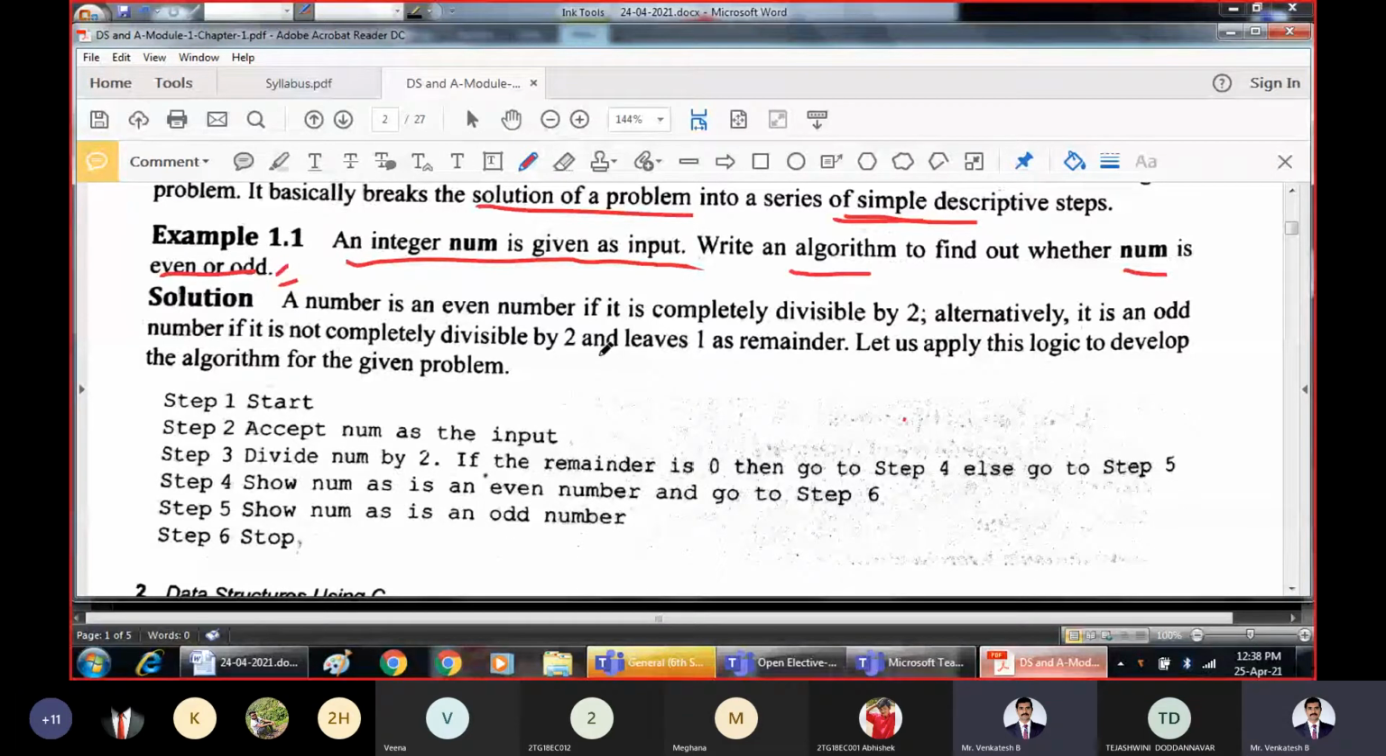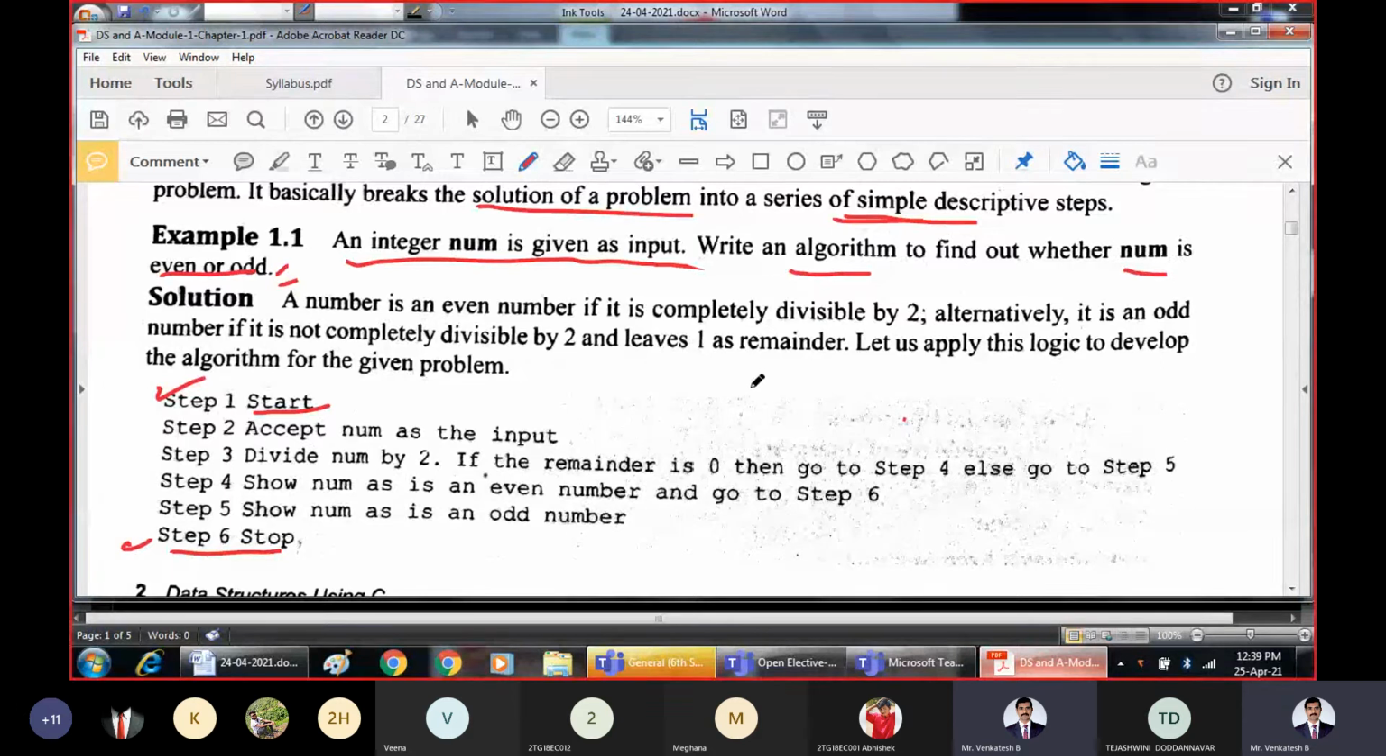And we know the logic. The number should be divided by 2 and we have to check whether we are getting the remainder as 0 or not. So first remember, an algorithm will always start with a start step and it will end at the stop step. That is fixed for each and every algorithm.